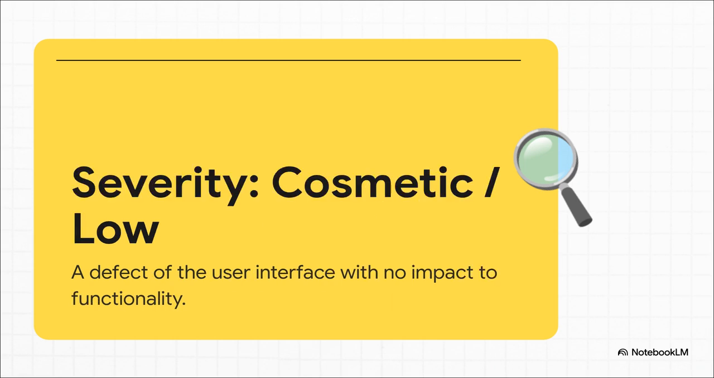And finally, at the bottom of the pile, you have severity level 4, cosmetic or low. These are all about the little visual things, the imperfections that have zero impact on how the software actually works. We're talking about a typo in a help menu, a button that's just a little bit misaligned, or a blurry logo. It looks a bit sloppy, yeah, but it's functionally harmless.